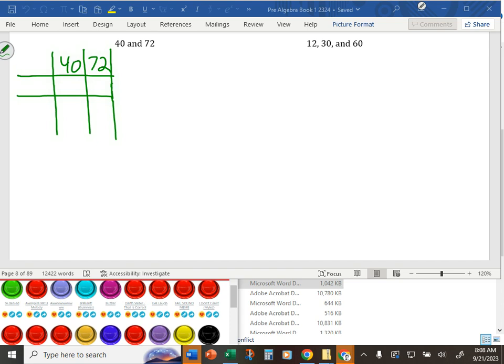Okay, so the nice part about the table is that instead of knowing all the factors of 40 and all the factors of 72, you just need to know a number that goes into each of them. So what is a number that goes into both 40 and 72? 8 does. Okay? So we're going to put 8 up here, right? And then what do we do next?